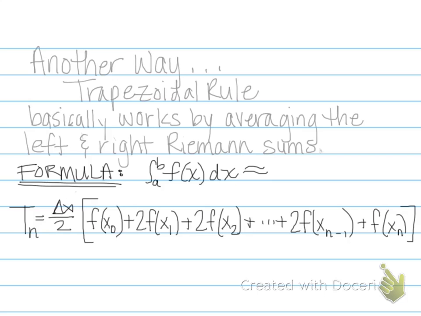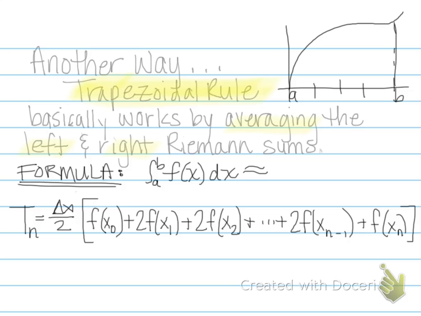So basically, what the trapezoidal rule does is it gives us another way to approximate the area under the curve by averaging the left-hand and right-hand Riemann sums, using the left endpoint of the interval and the right endpoint of the interval. So let me draw a quick little curve, and say we wanted to find the area under this curve from A to B, and our n is 4. We've got 4 intervals.